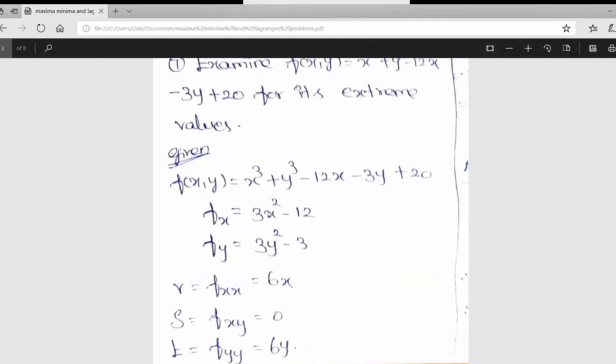So no need to differentiate anything. You will be getting only 0. Similarly, if you are differentiating fy with respect to x also, you will be getting only 0 because there is no x in here. So you will be getting the value for your s value equal to 0.